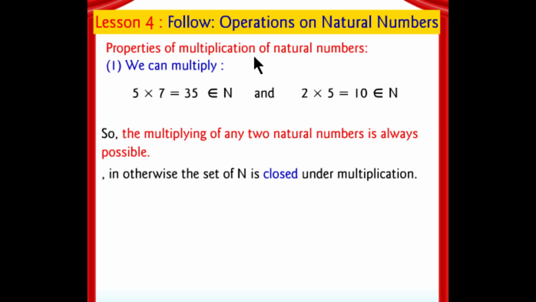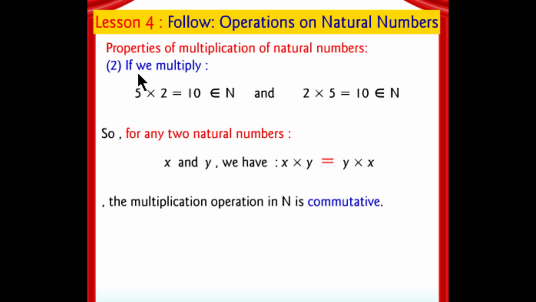Properties of multiplication of natural numbers. 1. We can multiply 5 times 7 equals 35. 35 belongs to natural numbers. And 2 times 5 equals 10. 10 belongs to natural numbers. So the multiplying of any two natural numbers is always possible. In other words, the set of natural numbers is closed under multiplication.